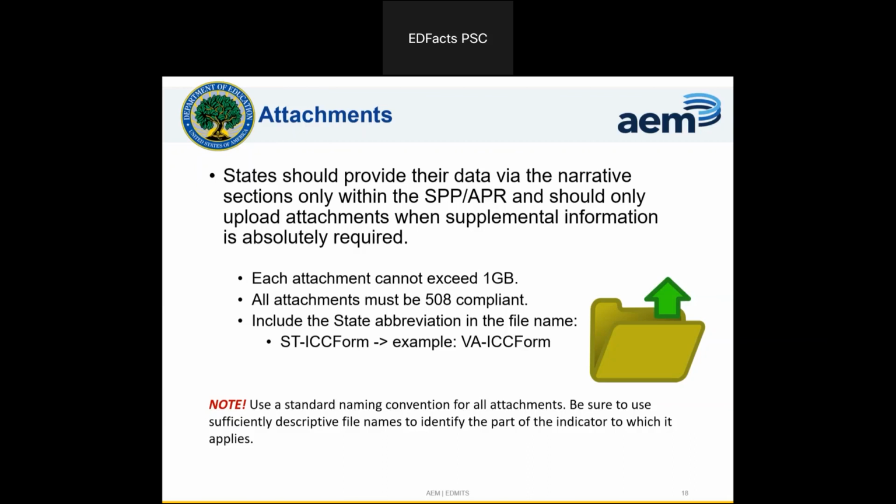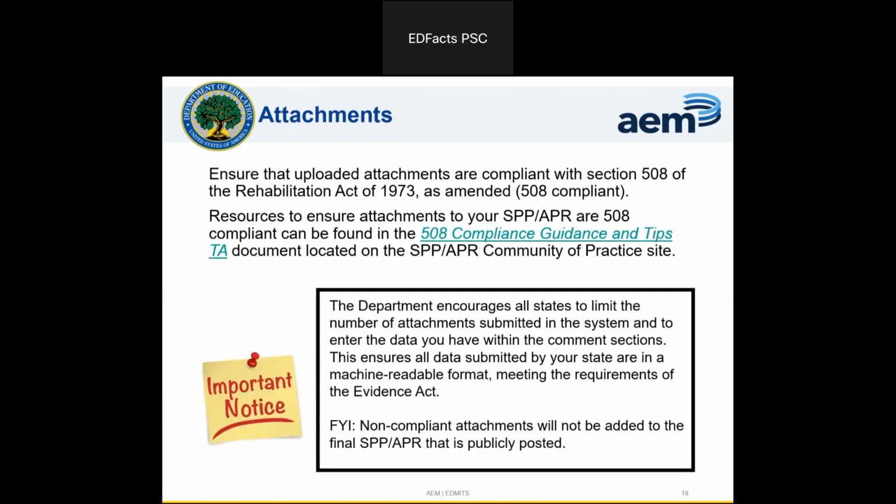Be sure to use a standard naming convention for all attachments so they are easily identifiable in both the file names and the description of the attachments. They can be in any format, but may not be more than 1 gigabyte in size. And most importantly, all attachments uploaded must be 508 compliant, and a screenshot of the 508 checker must be included at the end of the document. Please remember to add alt text for the 508 checker screenshot or screenshots appended at the end of the document.